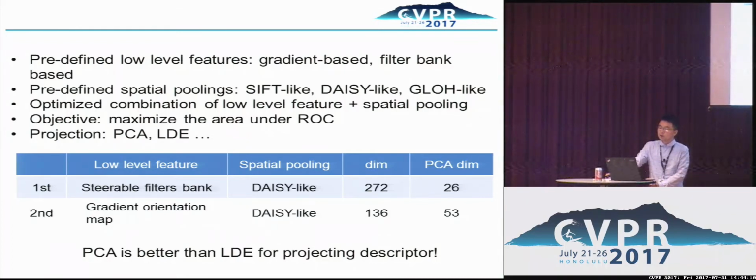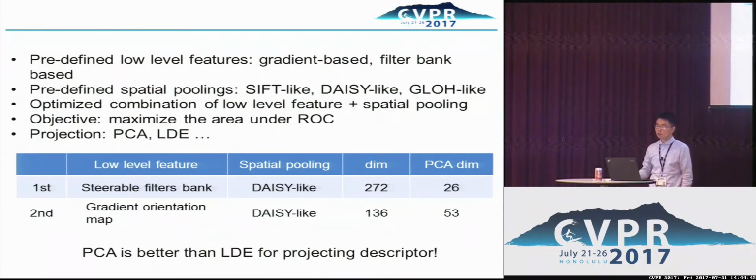For the feature embedding methods, they have tried both unsupervised and supervised subspace learning methods. Their optimization results show that the best performing local descriptor is the one using the steerable filter banks as the low-level feature and the DAISY-like spatial pooling method. The second best one is actually a specific kind of DAISY descriptor that Professor Fan has introduced in the first part.